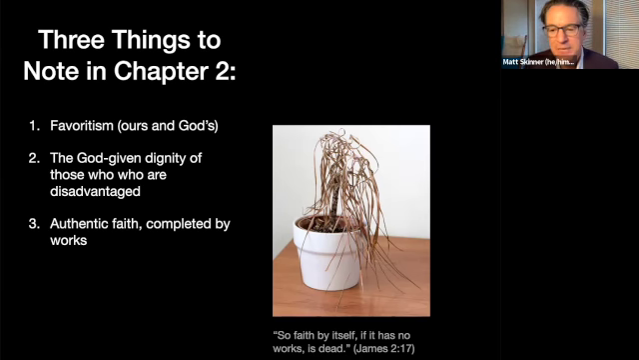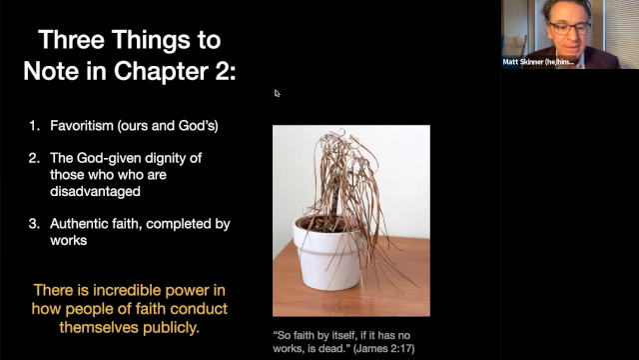In other words, for James, faith is not just an intellectual thing. It's not just a commitment of the heart. It's also something that we act out in our lives. Holding these 3 things together, and some of the other things that we'll see in chapter 2, I think is a deep conviction in the book of James that people of faith have an incredible amount of power in how we conduct ourselves publicly.